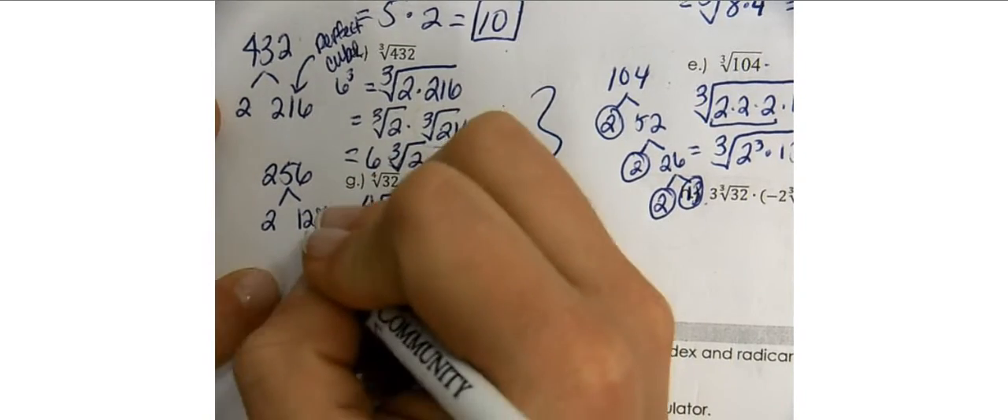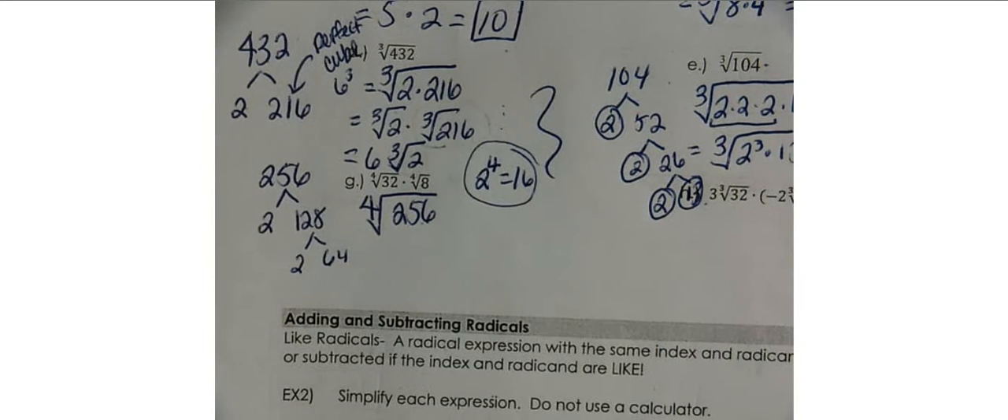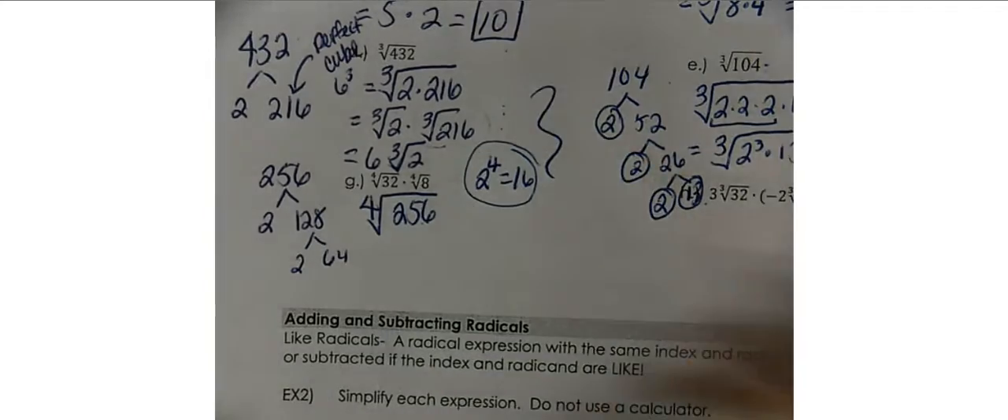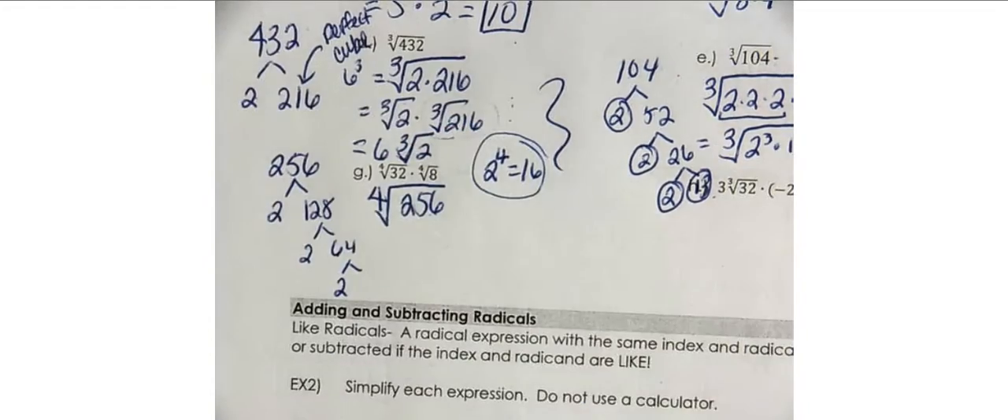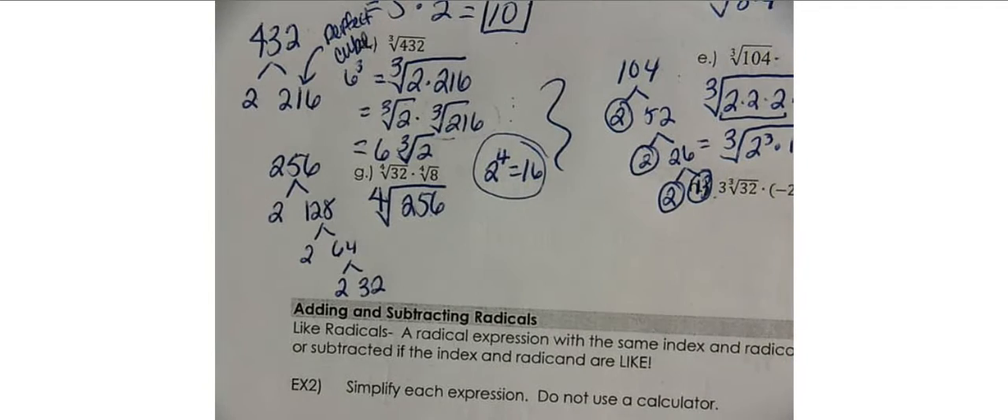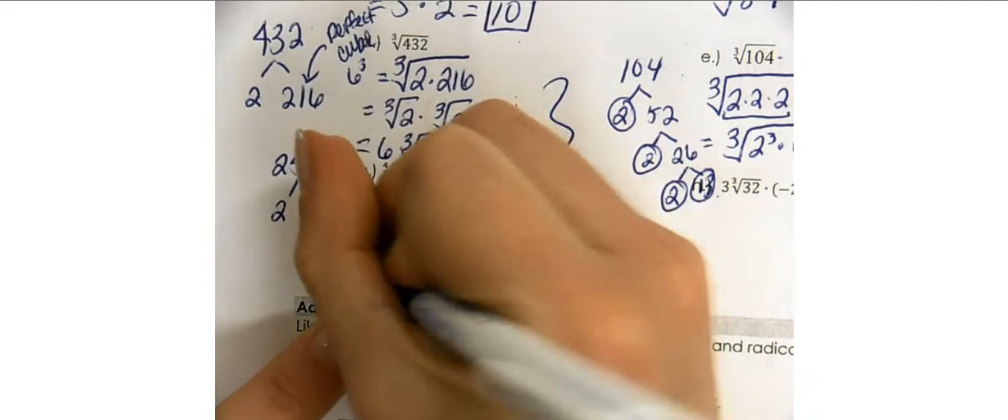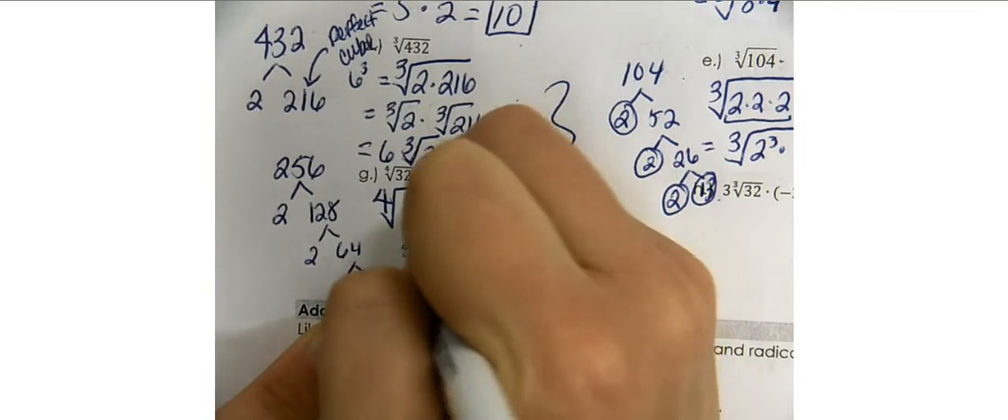Well, 128 is not a perfect 4th power, or at least I don't know that it is. So I'm going to take 128 and divide it by 2, and I end up with 64. Well, 64, I know it's a perfect cube number and a perfect square number, but it's not necessarily a perfect number to the 4th power, so I'm going to keep breaking it down. 64 divided by 2 is 32, but 32 is a perfect 5th power, so that's really not going to help. So I'm going to take 32 and divide it by 2 again, and I end up with 16.